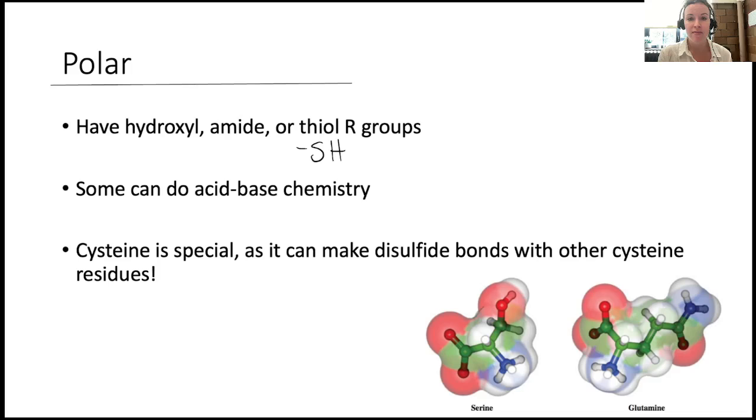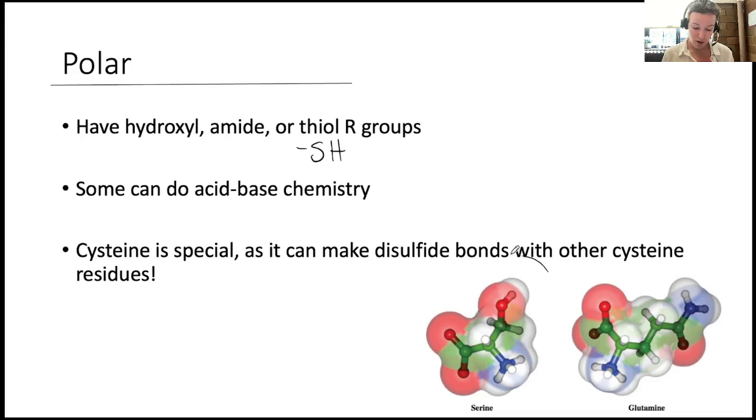Cysteine is a bit of a special case for the polar amino acids, as it can do covalent bonding with other cysteines, so that the sulfur makes a direct bond with the sulfur of another cysteine. It's kind of a special case, but we won't talk about that too much in this class. And so on the bottom right, I'm going to draw your attention to the R groups for these amino acids. So let's take a look, folks.